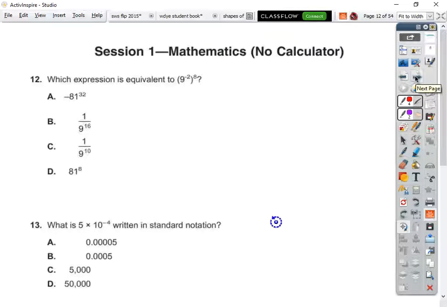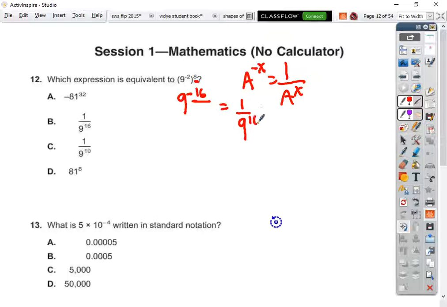Which expression is equivalent? So first things first, when you have an exponent outside the parentheses, you have to multiply exponents. So we have 9 to the negative 16, but you're not allowed to have a negative exponent. And we know that a to the negative x power is equal to 1 over a to the positive x power, so this has to be equal to 1 over 9 to the 16th. B.